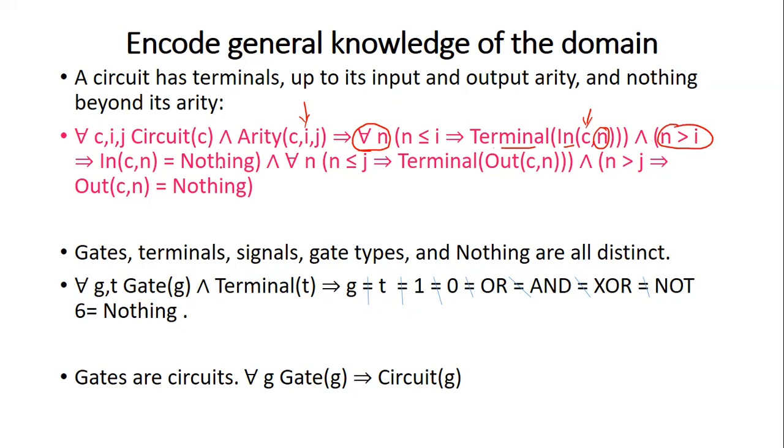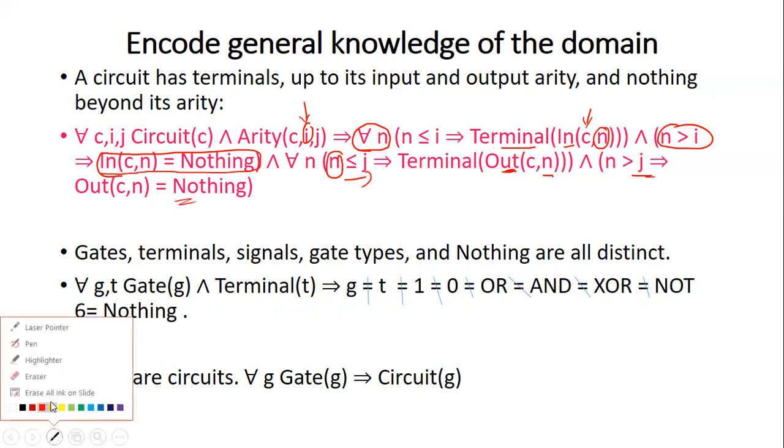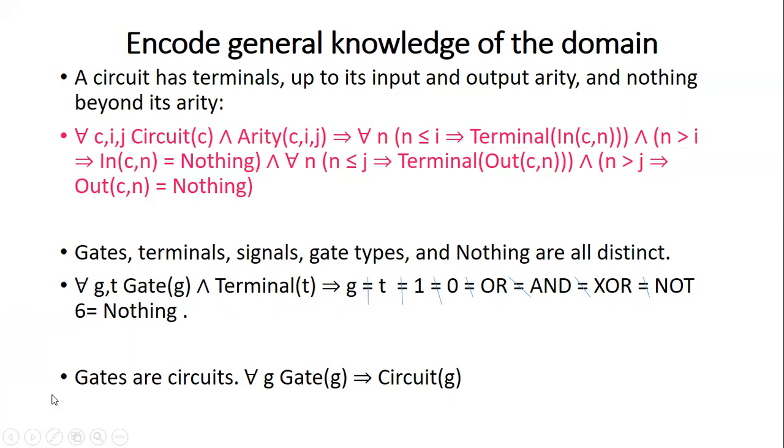For n greater than I, the input of C comma n is nothing. So basically it means that at most it can have this many inputs, not beyond that. Similarly, for all n less than or equal to J, terminal of output. How many outputs can we have? We can have n outputs, but the value of n should be less than or equal to J. For n greater than J, output of C comma n will be nothing. So basically this says that the number of inputs and outputs is controlled to a specific extent.